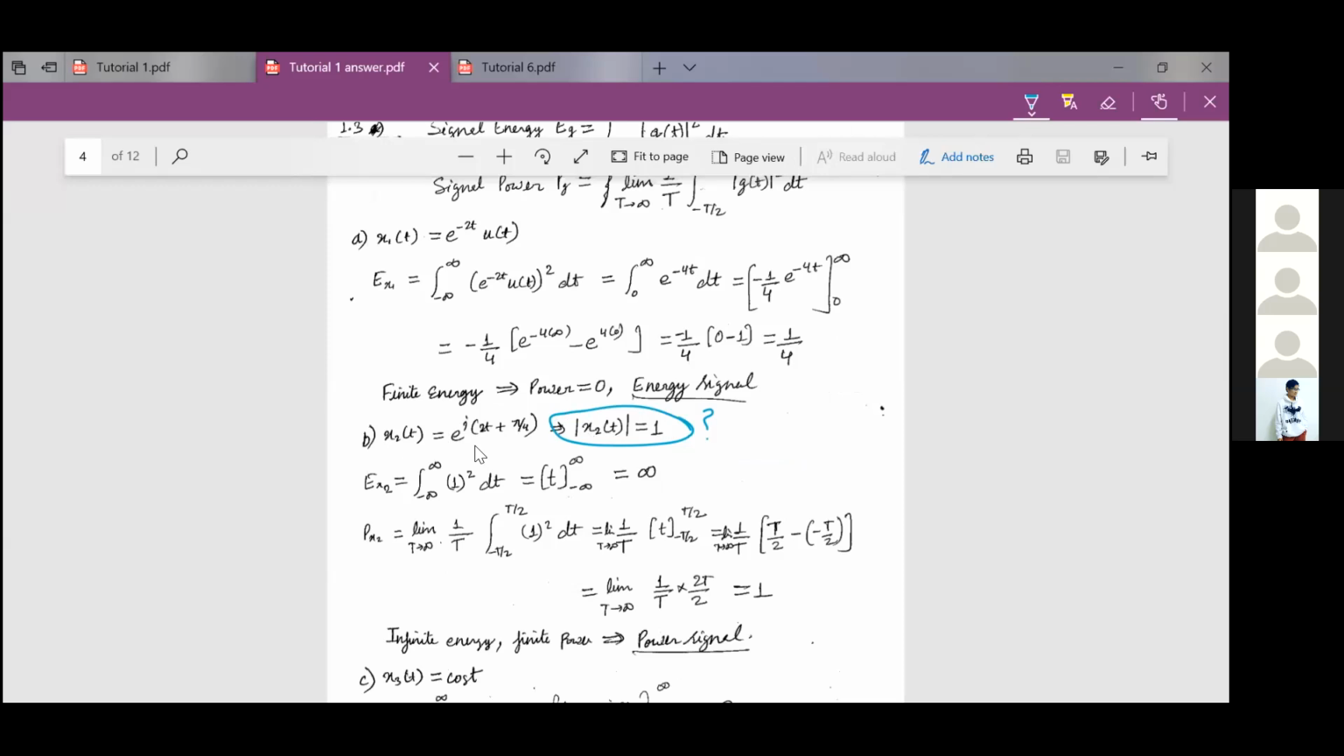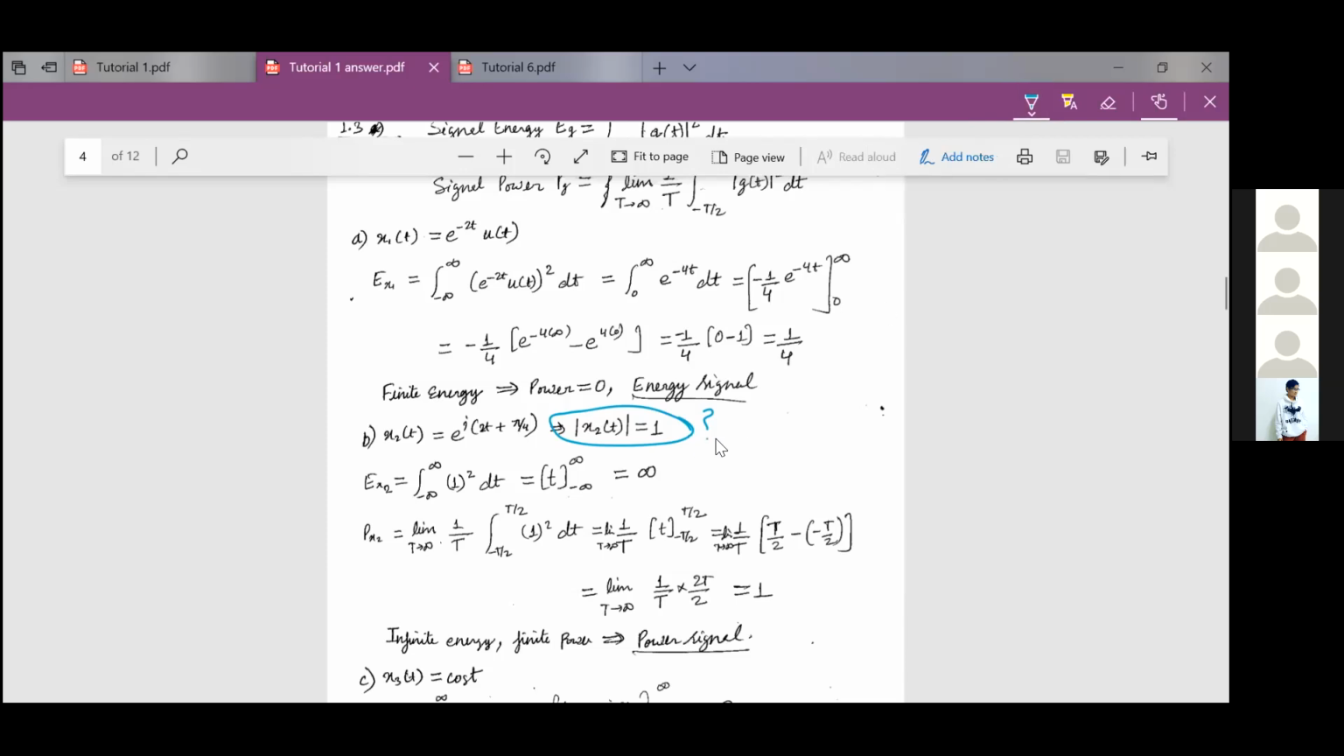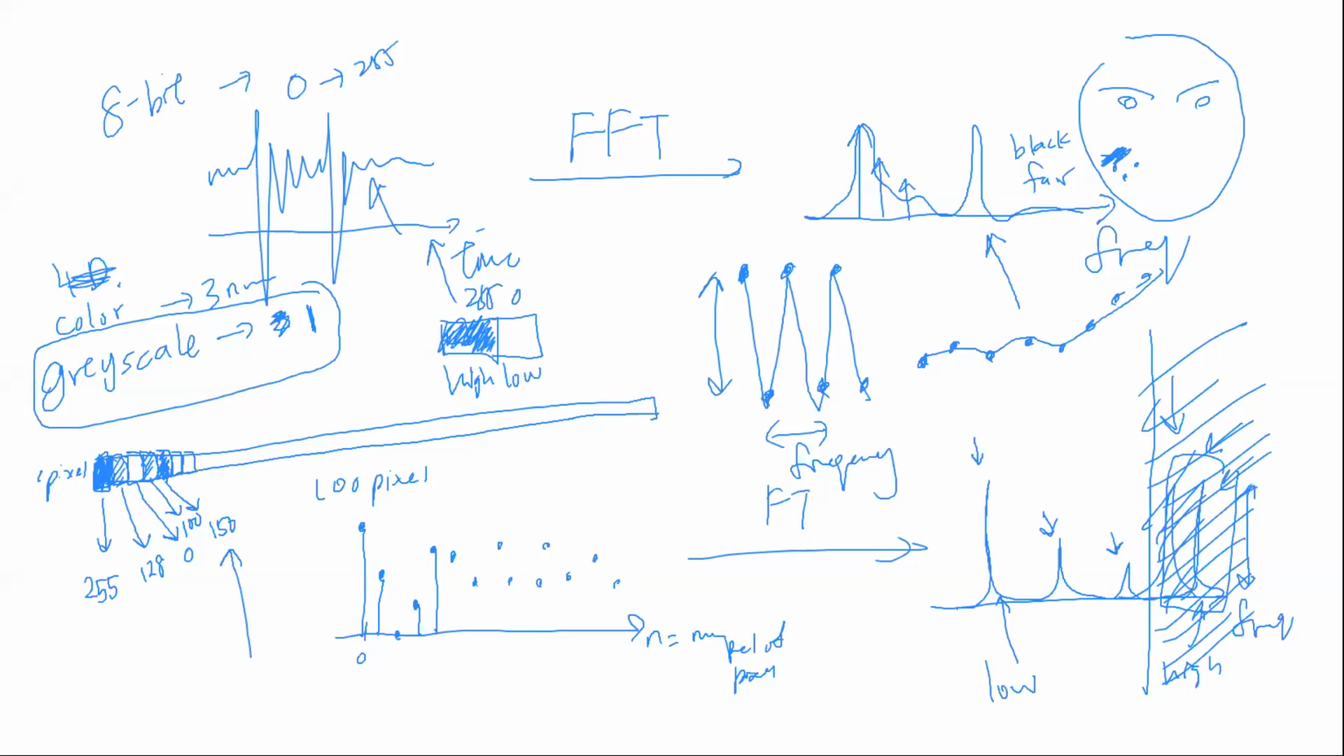Because e to the power of j, no matter what it is. Can you write it in Euler's form? Let's say e to the power of j theta. You only have this question, right? Then I can write. Let's say e to the power of j theta, you write it as cosine of theta plus j sine of theta.